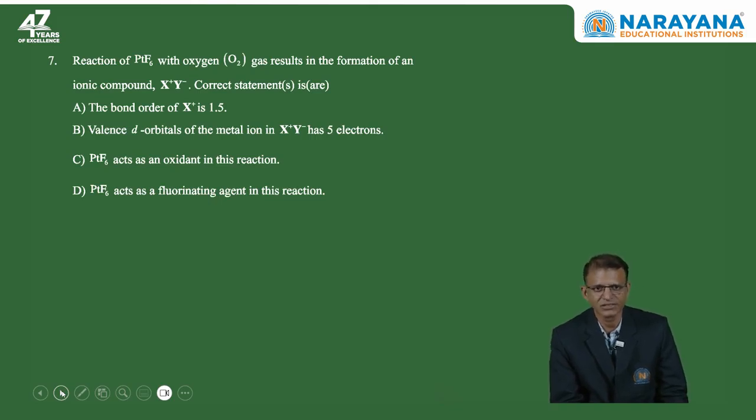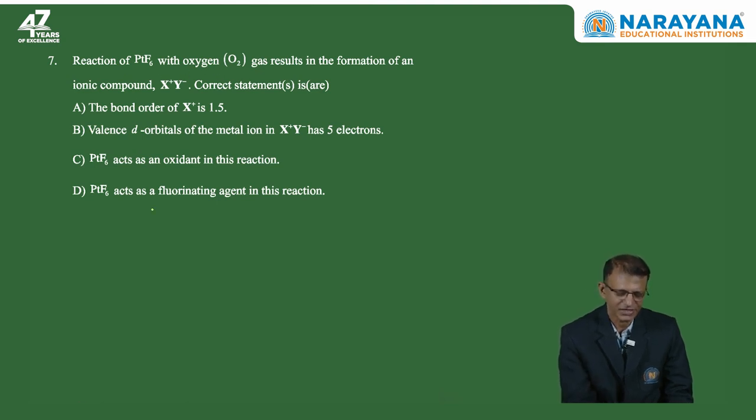C, PtF6 acts as an oxidant in this reaction. D, PtF6 acts as a fluorinating agent in this reaction. So this question statement is taken from P block, where we are studying reaction of inert gases. The formation of the first compound was motivated by a red color compound formed by the reaction of PtF6 with oxygen, and the ionization energy of O2 and the ionization energy of xenon is almost equal.